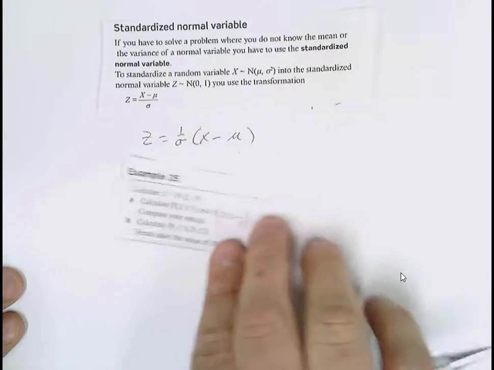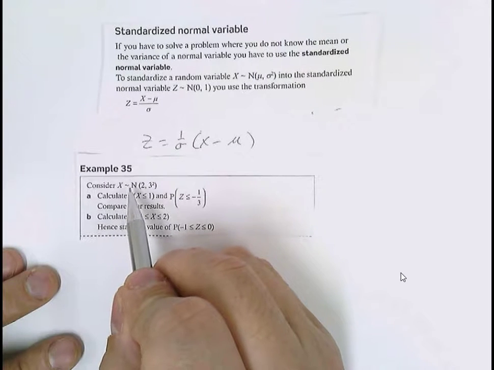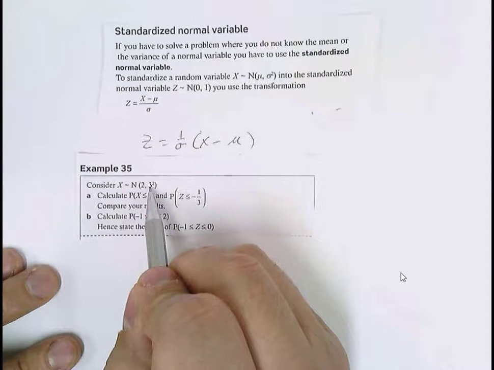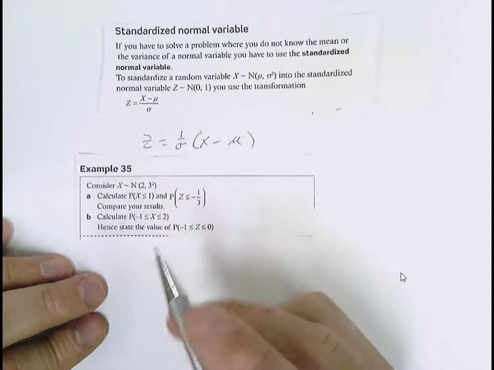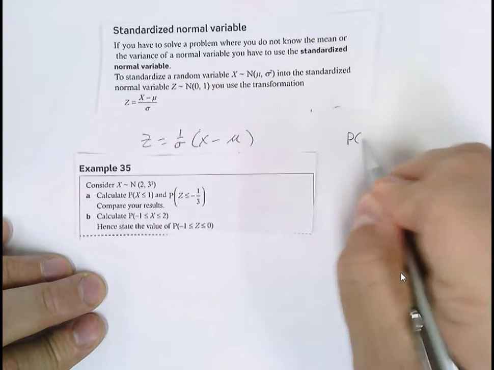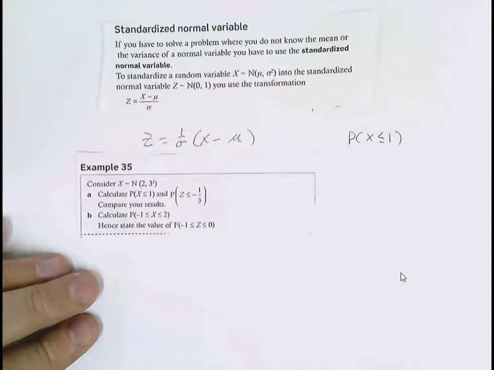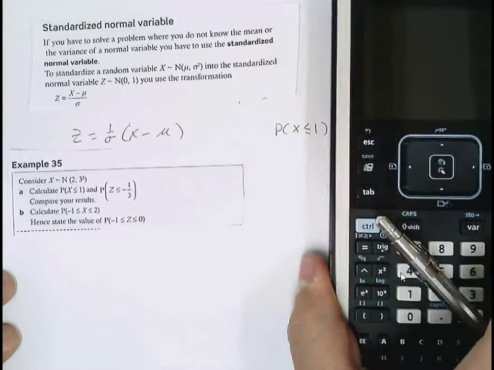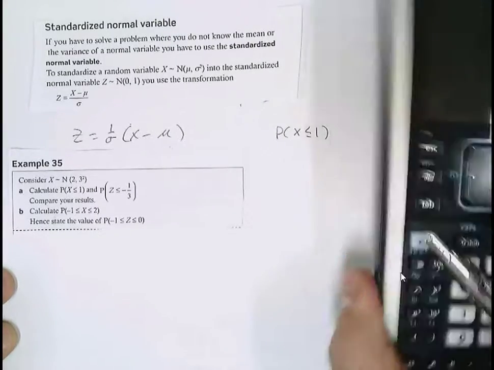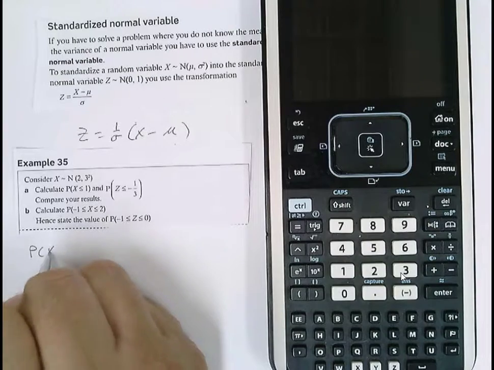So the problem that they looked at over here says, consider x is a normal distribution with mean 2 and variance 3 squared, or standard deviation 3. Calculate first the probability that x is less than or equal to 1, right? I'll just write it right here. So the first one is the probability that x is less than or equal to 1.